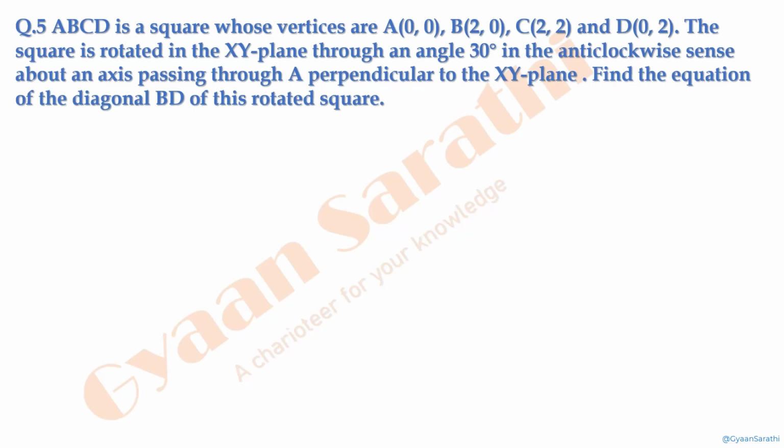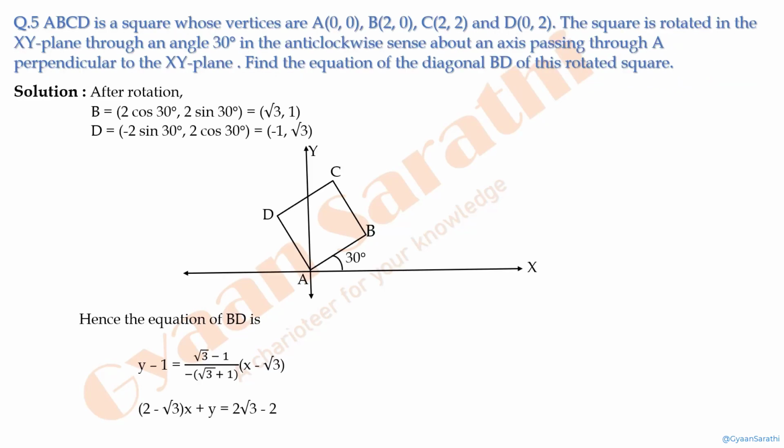ABCD is a square whose vertices are A (0, 0), B (2, 0), C (2, 2), and D (0, 2). The square is rotated in the xy plane through an angle 30 degree in the anti-clockwise sense about an axis passing through A perpendicular to the xy plane. Find the equation of the diagonal BD of this rotated square. Let us see how to solve this question.